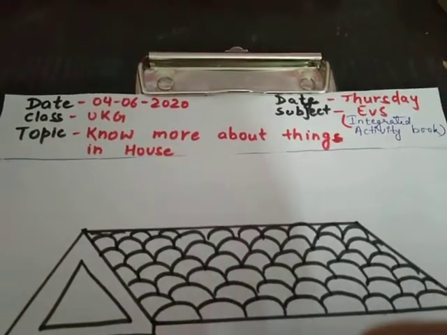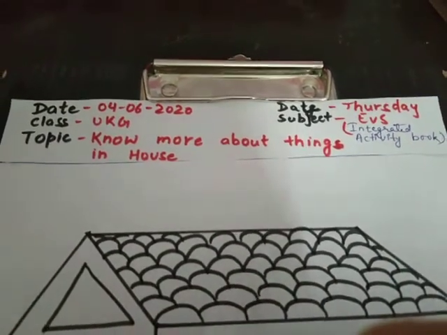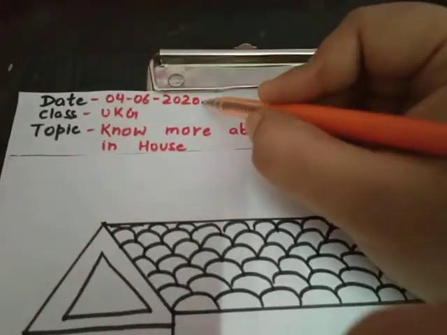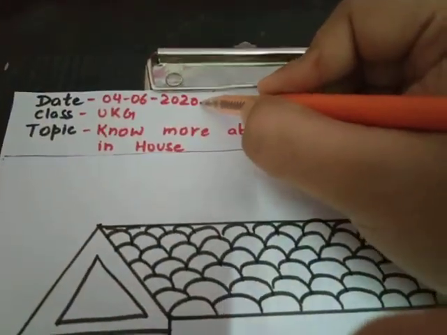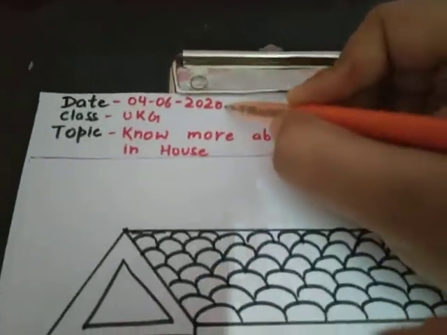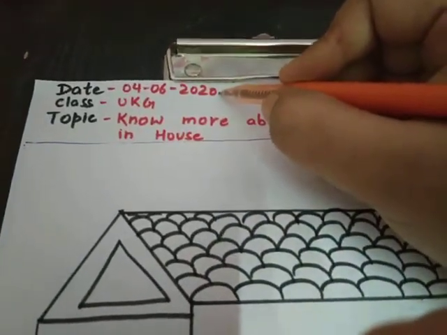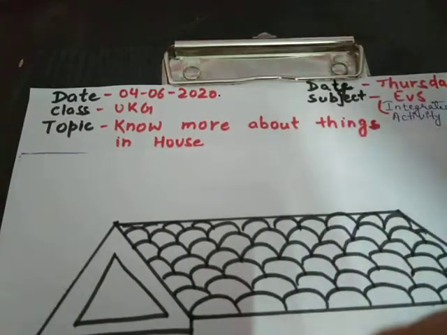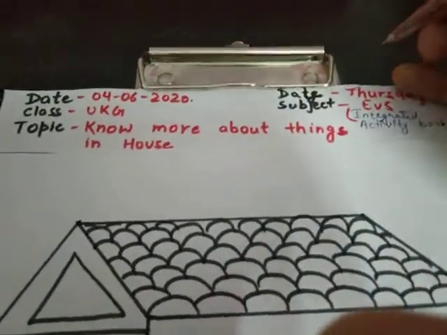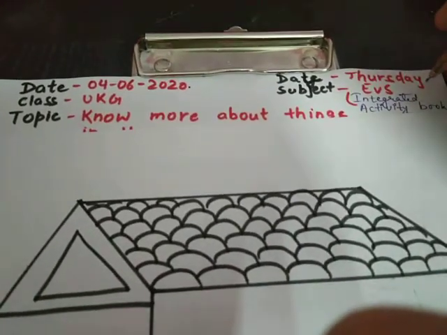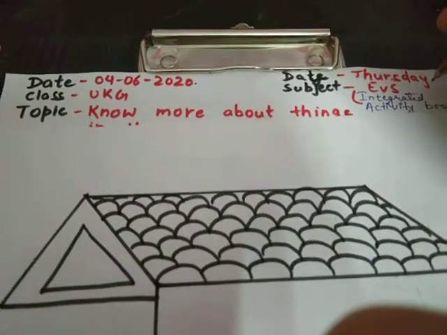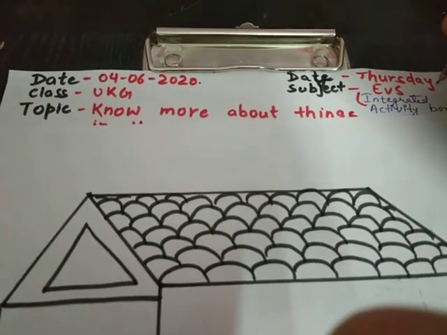Before we proceed, let me remind you certain things. Today's date is 4th June 2020. Today's date is Thursday.